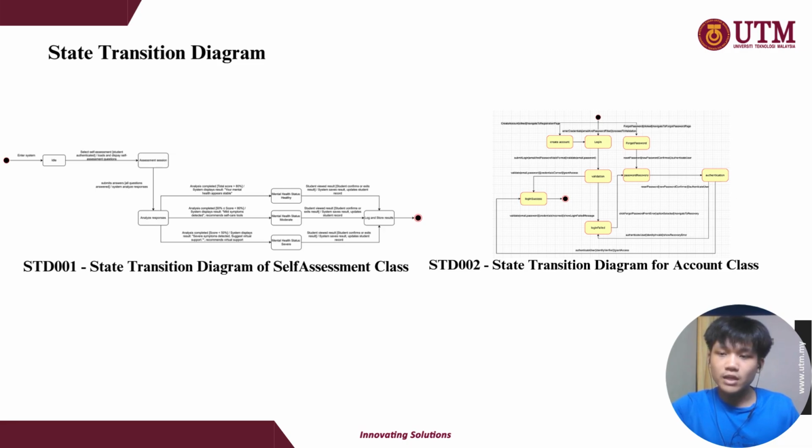Here is the state transition diagram of our system. The first state transition diagram shows how students take a self-assessment and receive a mental health status such as severe, moderate, or healthy based on their score, each with different support. The second diagram outlines secure login and password recovery, including account creation, credential validation, and authentication to manage user access.